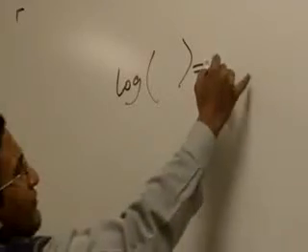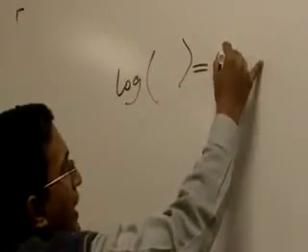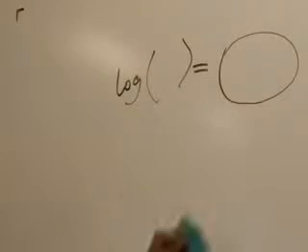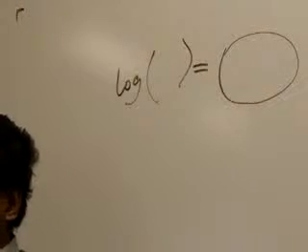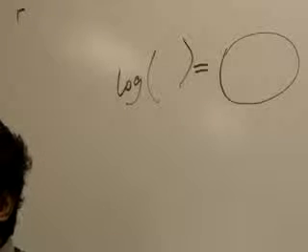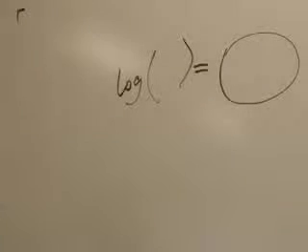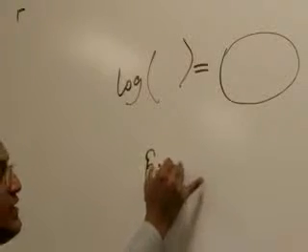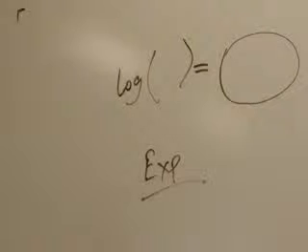And when we have found a logged value, what do we do to find the normal value? What is the reverse process? Anti-log. Yes, anti-log. That is exponential. Exponential is the reverse process of log. So exp is the command in Excel. Exponential, short form, that is anti-log.